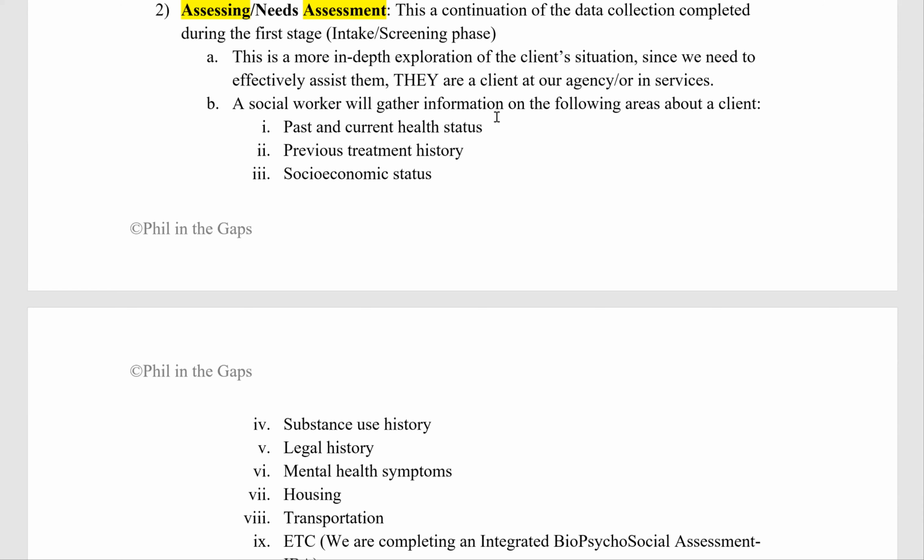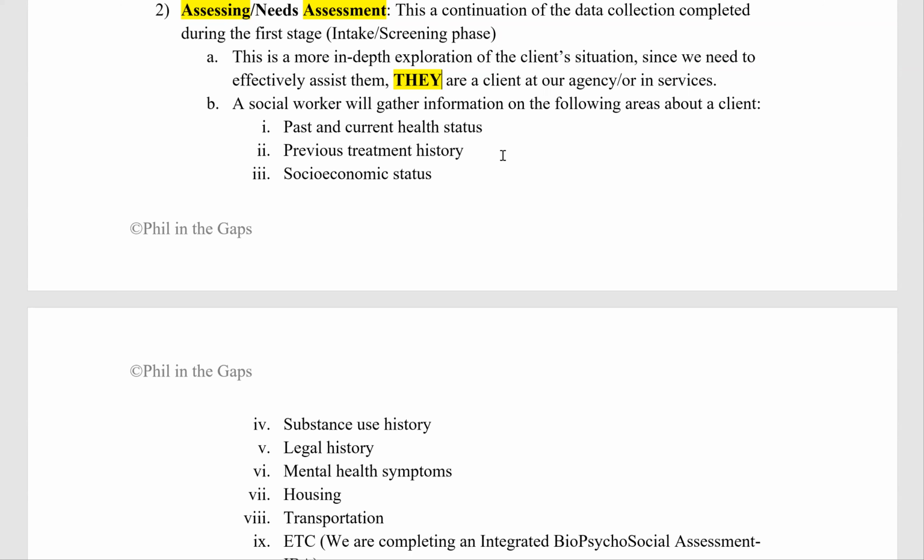So this is a more in-depth exploration of the client's situation, and since we need to effectively assist them, they are a client at the agency now. So in the intake and screening phase, they are not actually a client, but during the assessing and assessment phase, they are a client based on the fact that we're gathering information because we can help them, and/or we've sent them to somebody else that would be conducting this assessment.